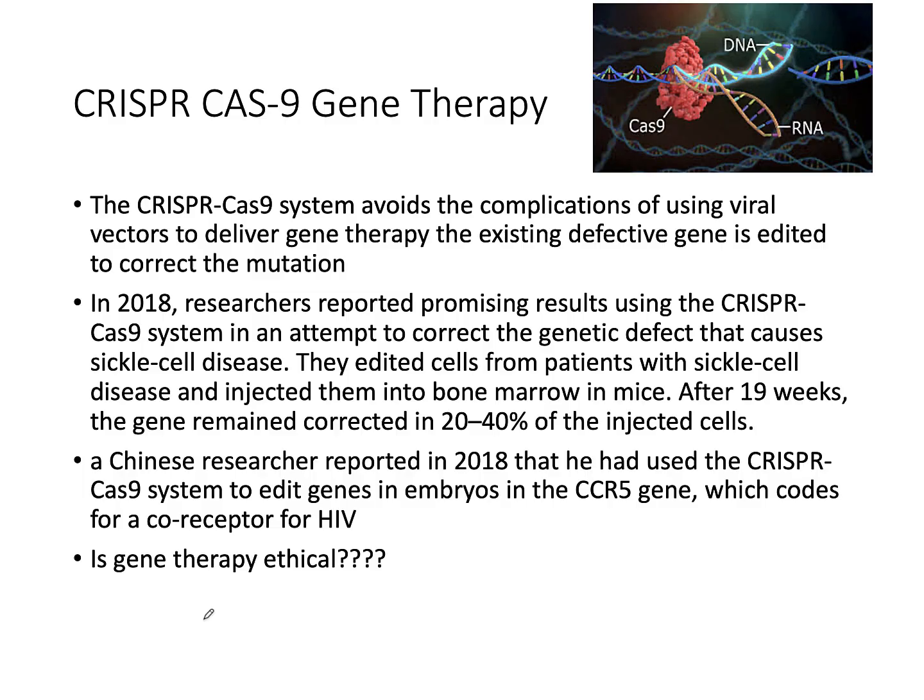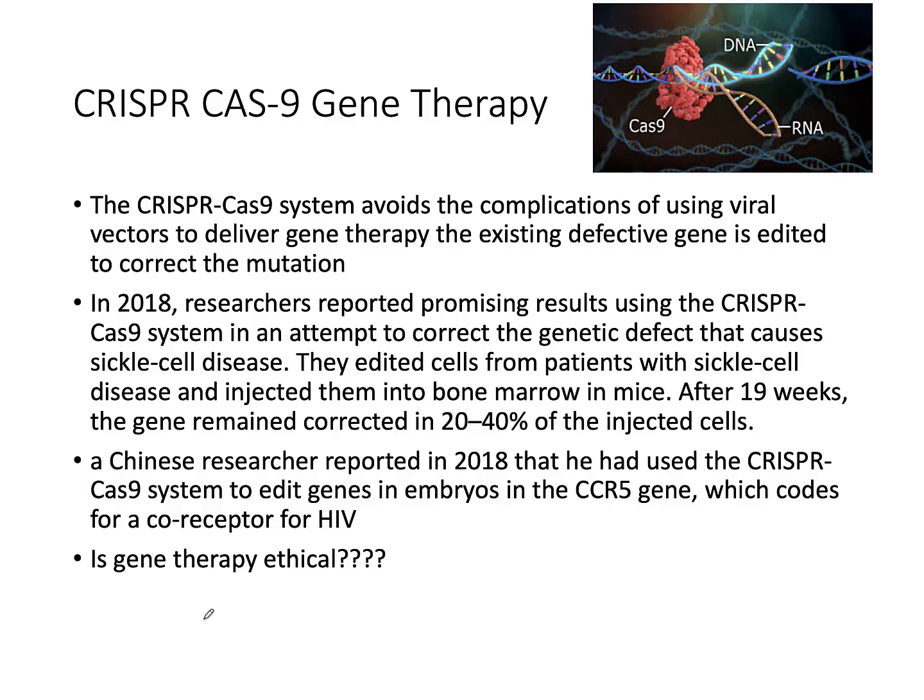Then what you could do is cut the defective gene and put in the correct functional gene, so you could repair it. In 2018, we saw a promising study doing this with sickle cell disease in mice. They took cells from adult patients who had sickle cell, edited them, and then injected the edited cells into the bone marrow in mice.